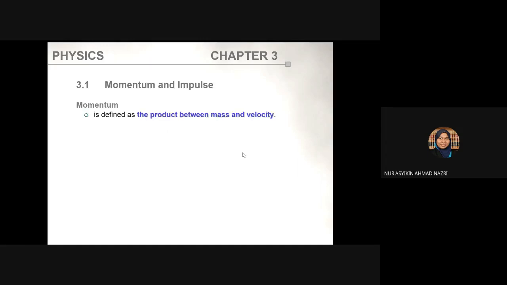Right, so I will simply proceed to the definition of momentum. The definition for the momentum, basically we take from the equation of the momentum, because we form the equation from the definition. So we can define the terms based on the equation. It's defined as the product between mass and velocity. So that is momentum, which is a vector quantity, and this is the equation.